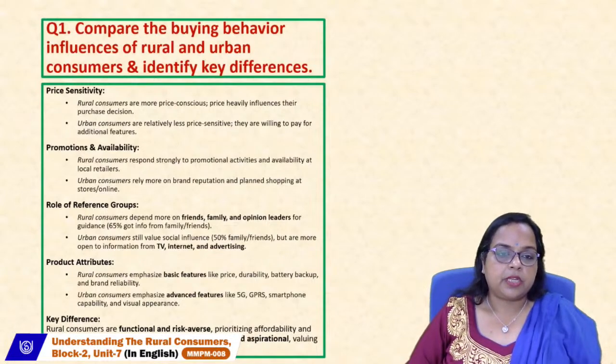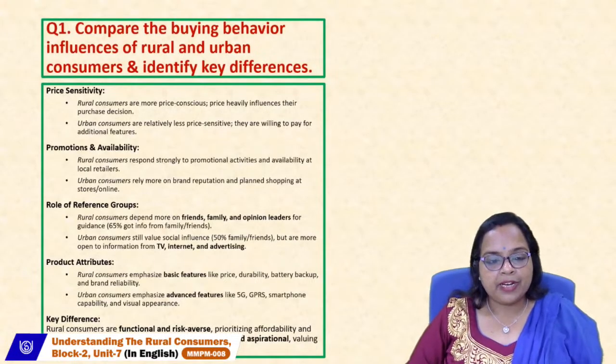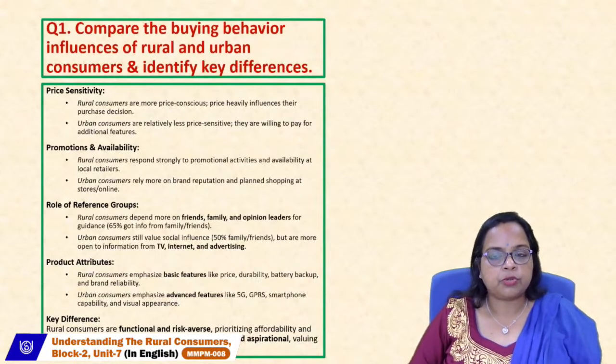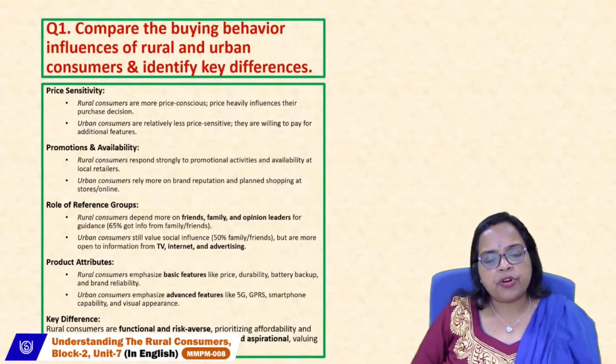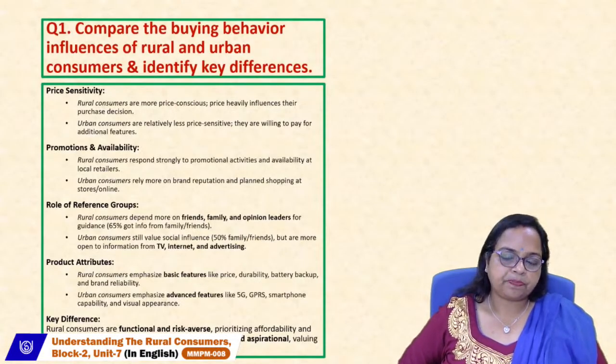for the product purchase. Then the second factor that influences is promotion and availability. Rural consumers respond strongly to promotional activities and availability at local retailers, whereas urban consumers rely more on brand reputation and planned shopping at stores and online. So when it comes to promotion, rural consumers strictly depend on it, but urban consumers are literate and have more information about the product, so they don't depend only on brand promotion. They also go for other evaluation of information.